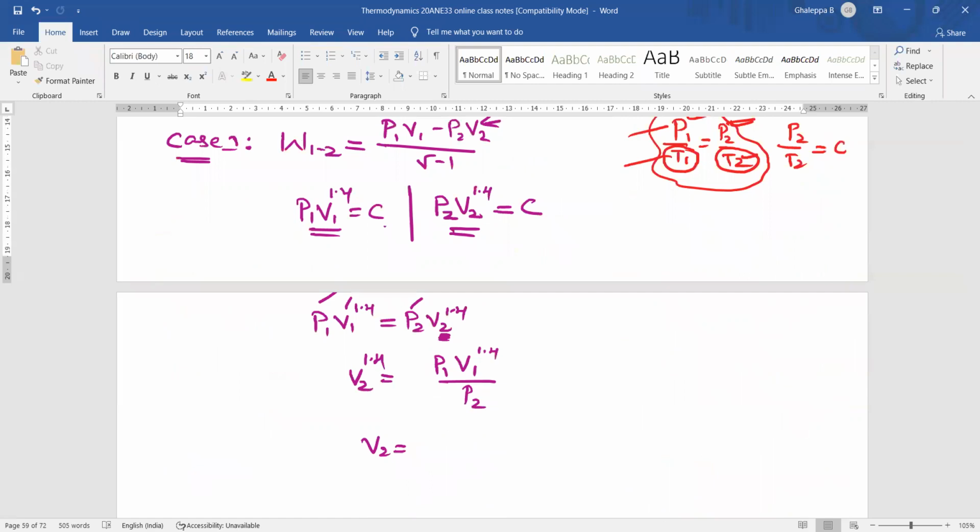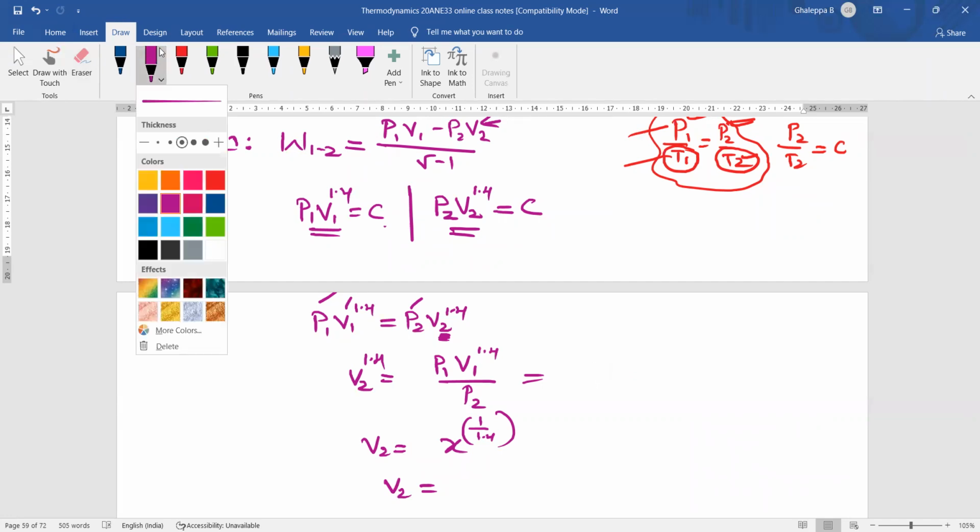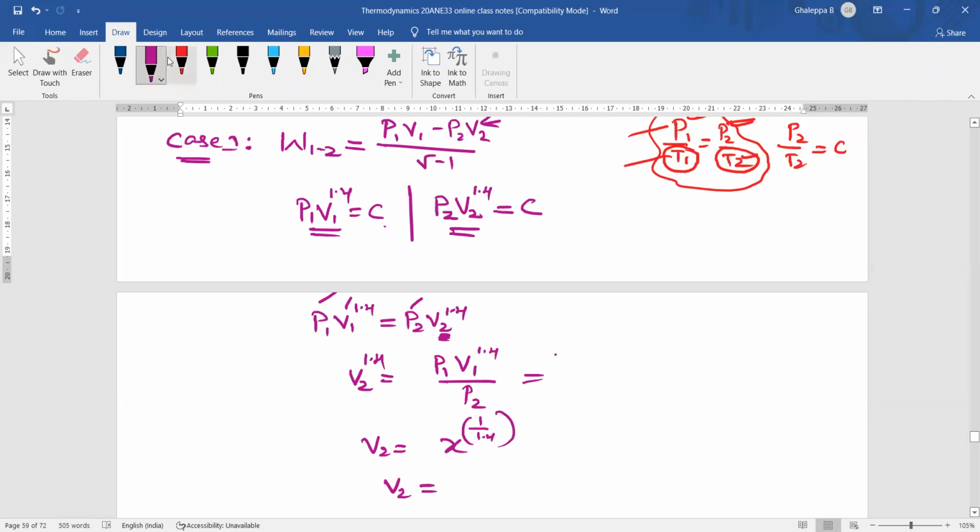P1, V1, V2, so we will get some value X, and X to the power of 1 by 1.4 will give V2. How much will you get? Any idea? Let me substitute here. I will help you to substitute. So 0.027 meter cube. Are you getting 0.027? Okay, let me substitute. P1 is how much you have taken? Sir, P1 is 1 bar, into 10 to the power of 5.